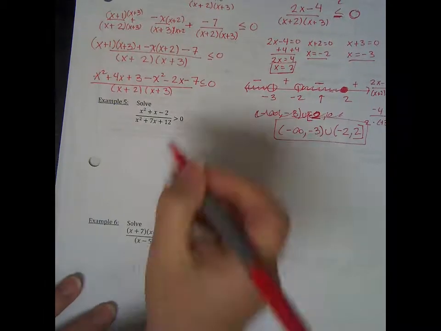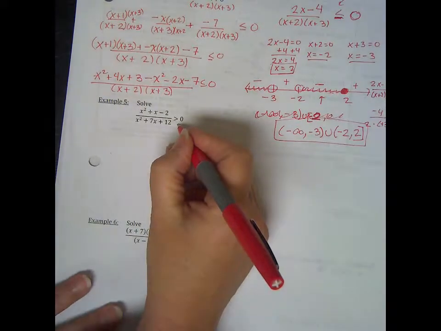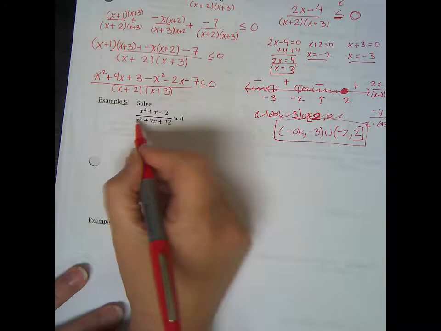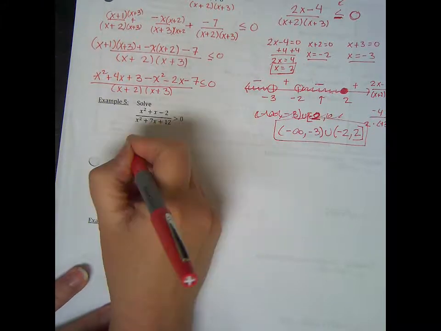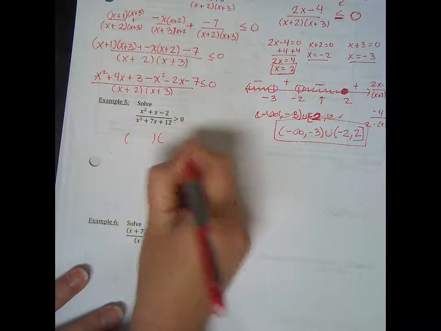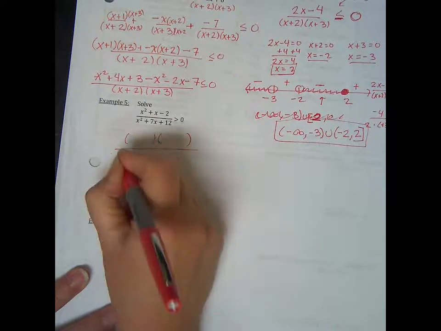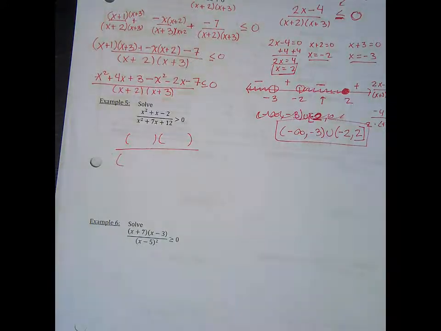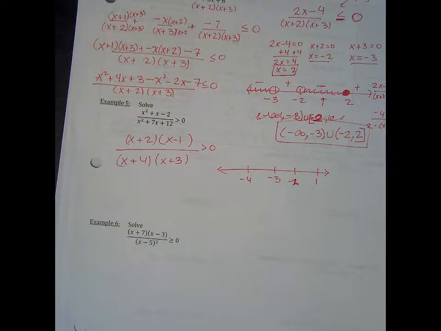This one's not too bad because it's already set greater than 0. However, we need to figure out what goes on our number line, so we need to factor the top and the bottom. So go ahead and factor the top and the bottom. Pause for a second. All right, so I got my factors, x plus 2 times x minus 1 over x plus 4 times x plus 3. Hopefully you got the same thing.